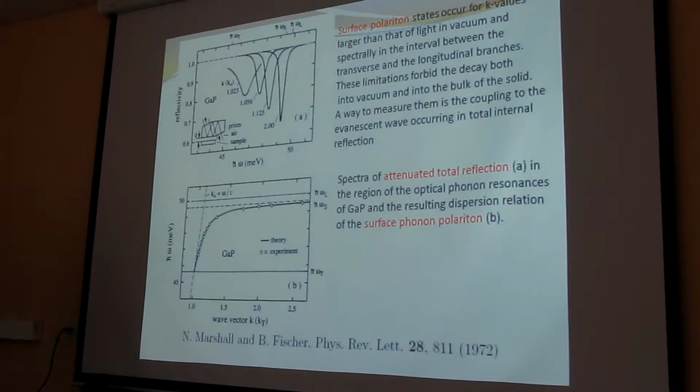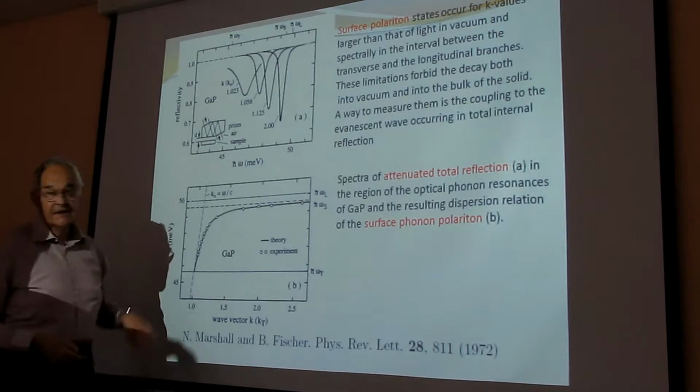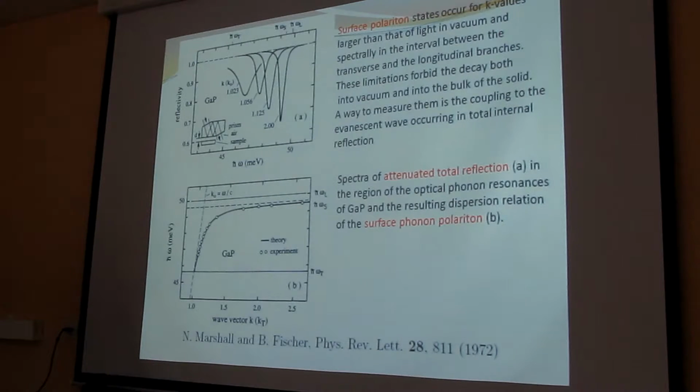Now you bring the sample under investigation very close, within some wavelengths approximately, to this base, and if both the parallel component and the frequency coincide with a surface polariton state, it can couple to the surface polariton state, and then the reflectivity gets smaller than 1. This is called attenuated total reflection, and you see here some spectra for various angles of incidence, this means for various parallel k vectors. And you see here the dispersion relation of such a surface phonon polariton mode compared to theory, and it's nice.